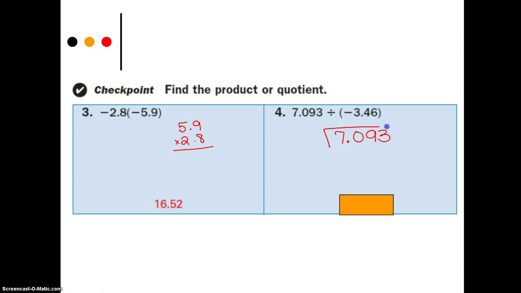First number goes inside, and then the last number is your divisor. Move the decimal, 1, 2. Move the decimal, 1, 2. At this point I like to rewrite it. You don't have to, but it makes it neater. Bring up the decimal. Different signs, so it is negative 2 and 5 hundredths.